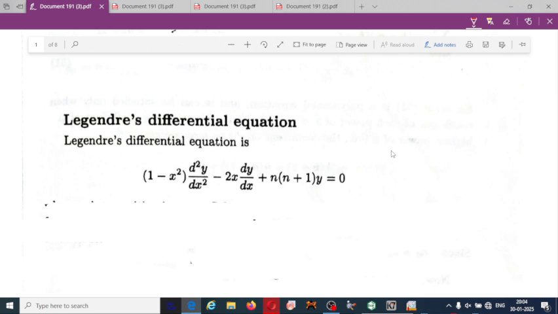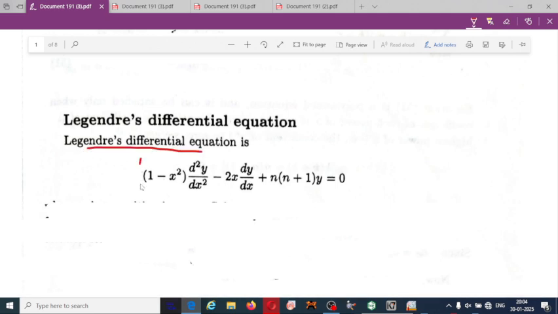In this video I am going to explain one of the important special functions, that is Legendre's function and its recurrence relation. In the previous video I have explained what special functions are and what the kinds of special functions are. Legendre function is one among them. How do we get Legendre's function? We obtain the Legendre function with the help of Legendre's differential equation.